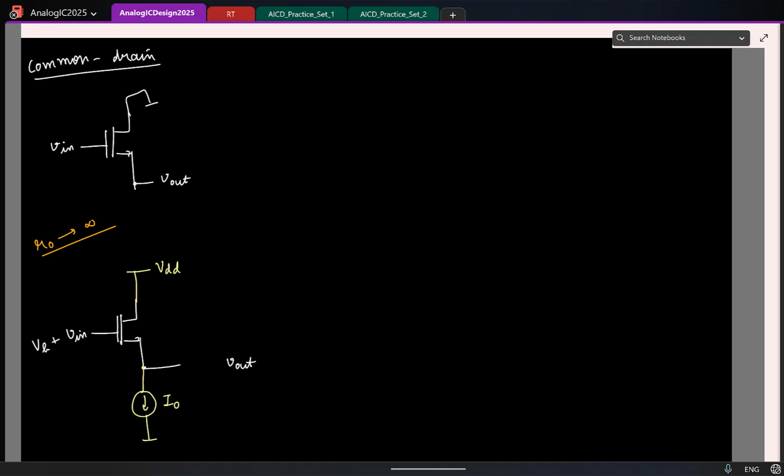So my question is, there is a DC bias VB. Along with the DC bias, there is a small change in the gate voltage. So if the gate voltage changes by Vin, how much will be the change at the source voltage? How much will it be? 0? Vin? Why?